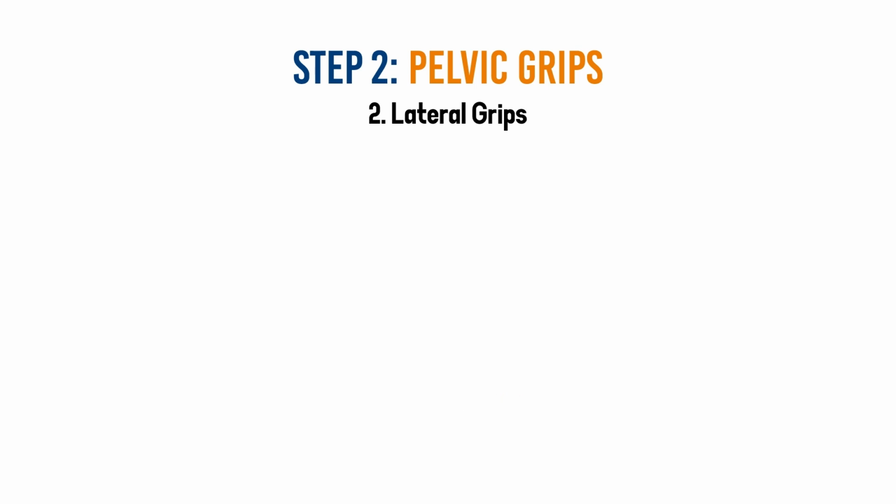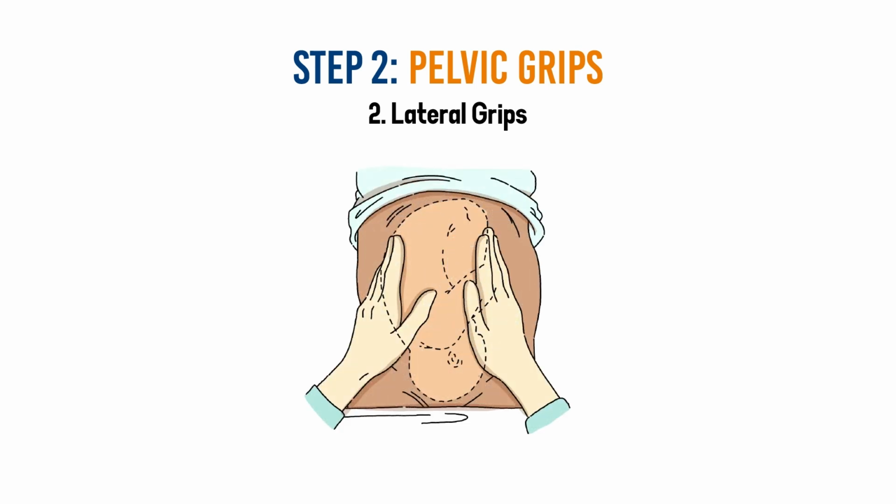2. Lateral grips. Stabilizing one side of the uterus with one palm, palpate the opposite side with the other palm and vice versa. This step helps in determining the fetal lie, the fetal back and the approximate fetal size. This also helps to determine approximate liquor volume.